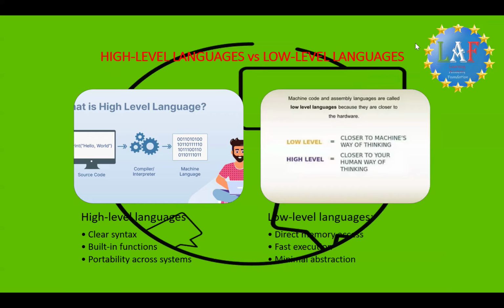Low-level languages, on the other hand, are closer to the machine. They give more control over hardware, but are harder to write. Their features include direct memory access, fast execution, and minimal abstraction.